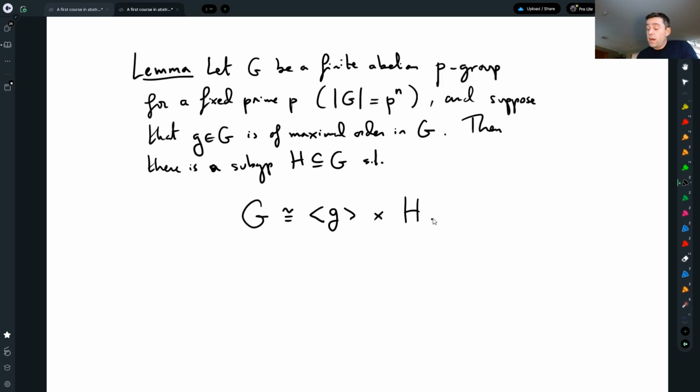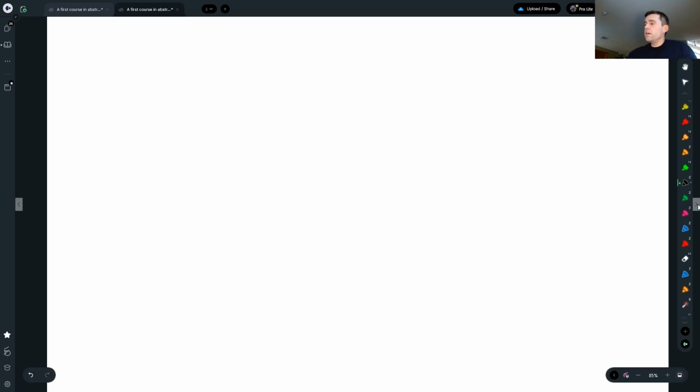Why does that help? Because if, say, the maximal order is P to the M, then this group generated by g is isomorphic to Z modulo P to the M, and then we're going to be able to use induction on H now and decompose H as a product like this, and then get to show that every group that is a finite abelian P group satisfies the conclusion of the big theorem. Okay, so let's give a proof of this statement.